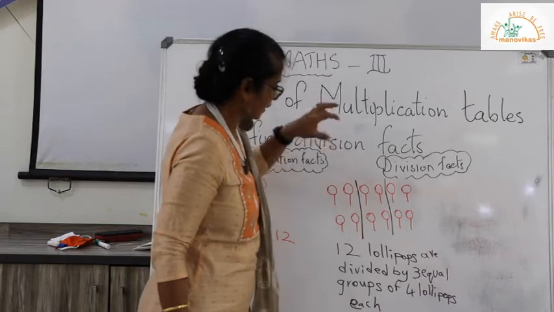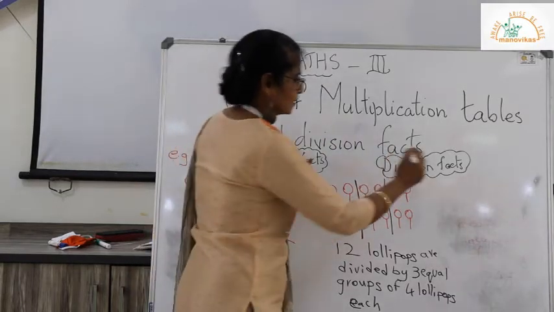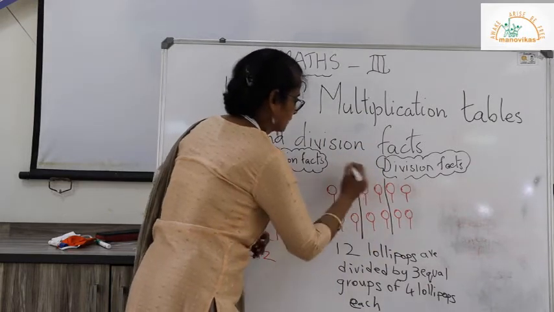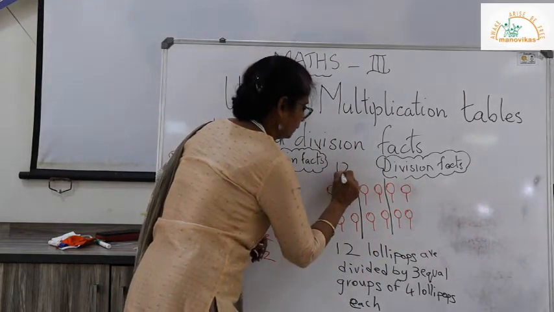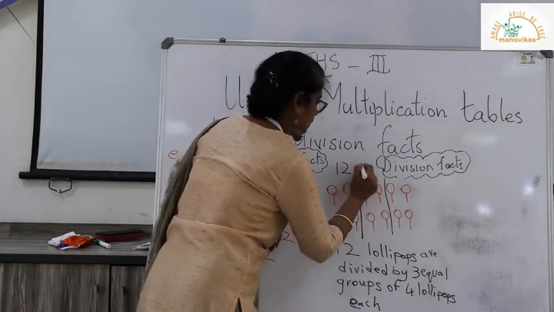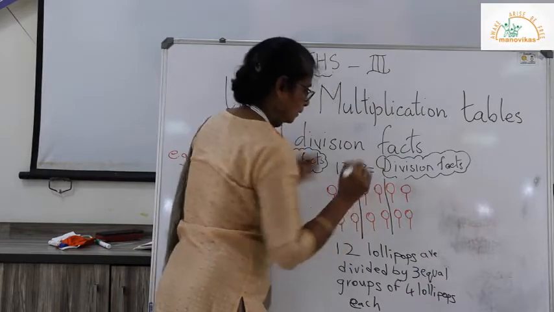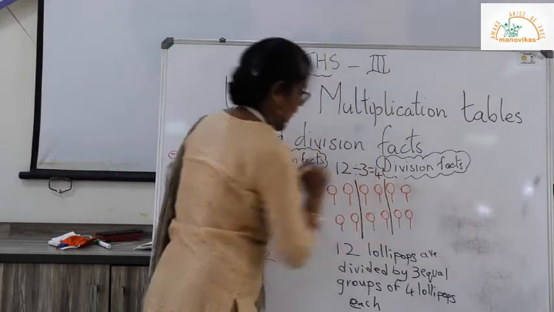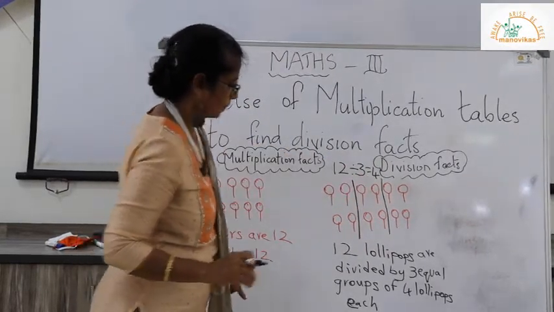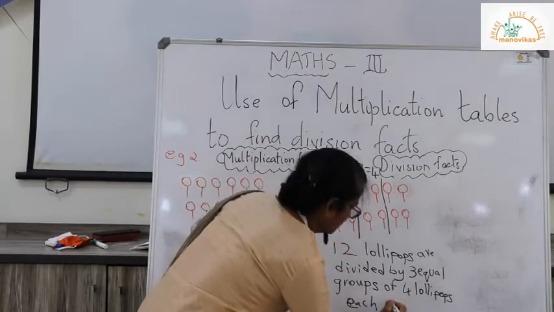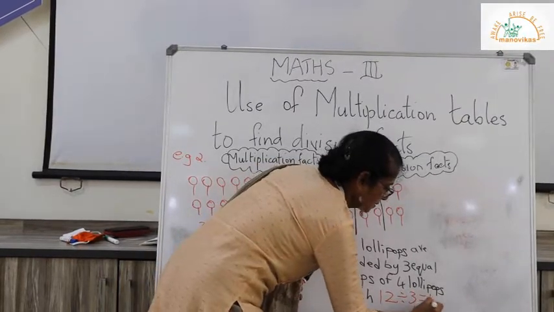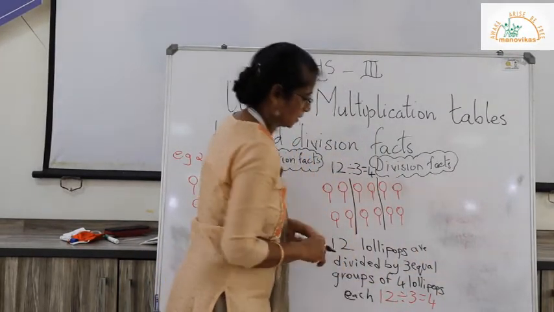1, 2, 3. In each group there are 4. So from here we get the division fact as 12. What is our divisor? It's 3 because we have taken it into 3 groups, which is equal, the quotient is 4. Did you get it? 12 divided by 3 is equal to 4. I'm writing it again here. 12 divided by 3, the answer is 4, or the quotient is 4.